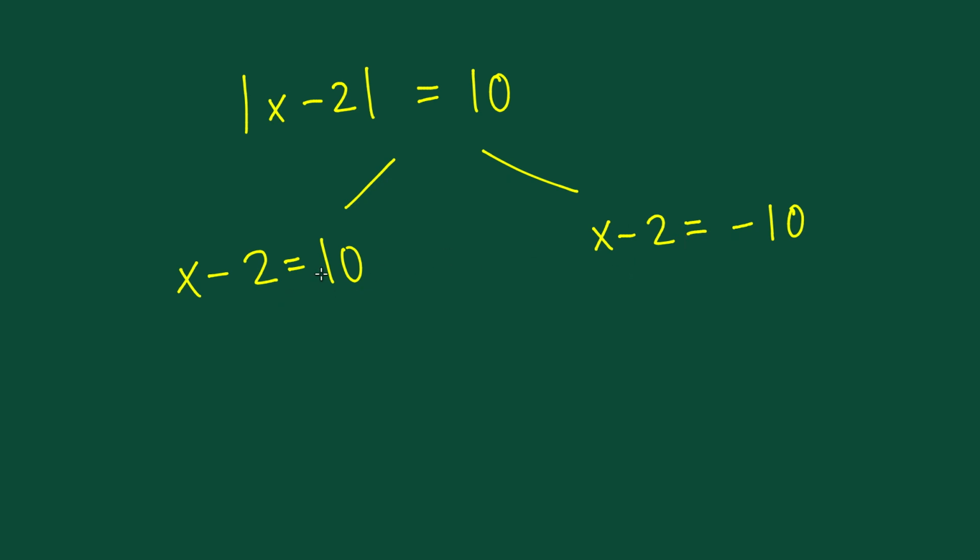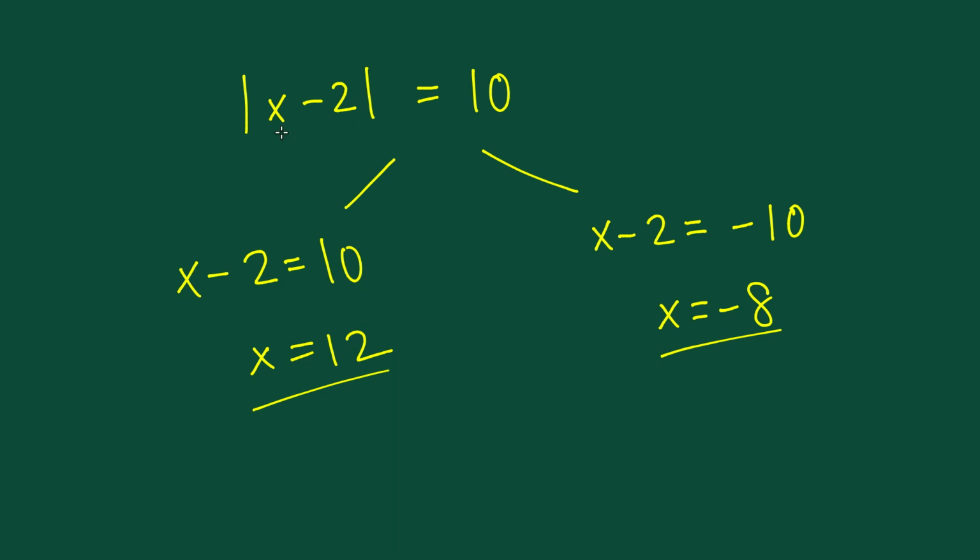Once you've split it up into two, it's very easy. Okay, so x minus 2 equals 10, plus 2 to both sides, x equals 12. And then x minus 2 equals negative 10, plus 2 plus 2, negative 10 plus 2 is negative 8. So these would be your two answers, the two values of x that satisfy this equation right here.